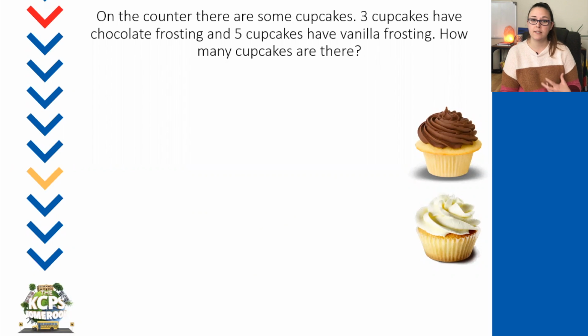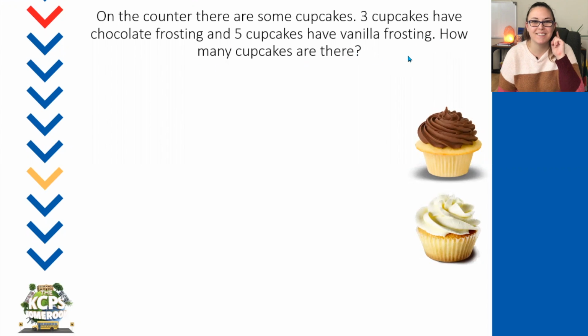So I'm going to read this to you and I want you to listen for numbers that we might want to put together, groups of objects that can be put together. Are you ready? On the counter, there are some cupcakes. 3 cupcakes have chocolate frosting, and 5 cupcakes have vanilla frosting. How many cupcakes are there?